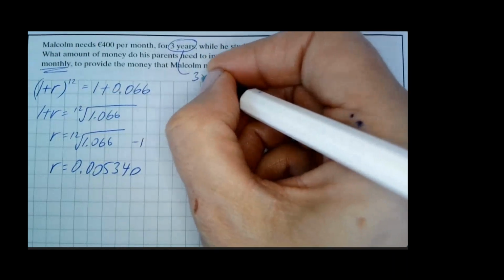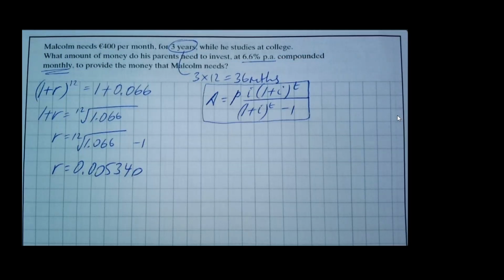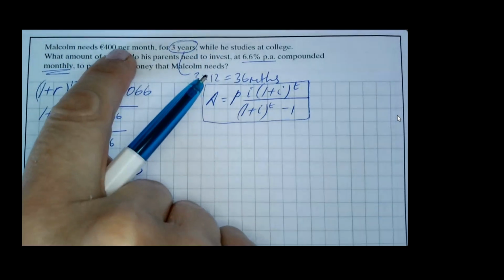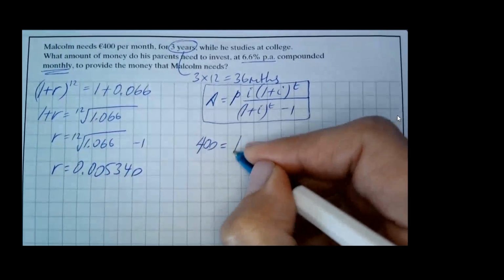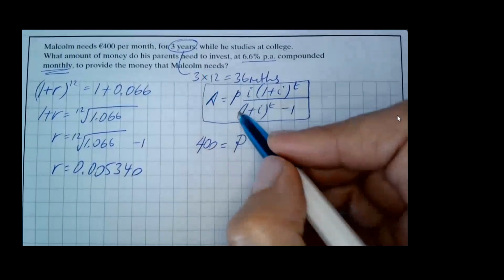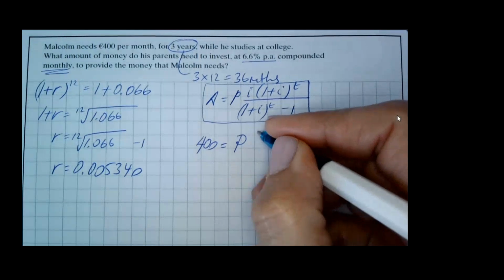Now the time frame then is 3 years. We need that in months as well. So 3 years is, of course, 3 times 12, 36 months. So using our formula, we need 400 euros a month. So that's the monthly amount we need. But I just don't know what the principal amount is. That money that we need to be able to have, that will allow us to take 400 a month for Malcolm.